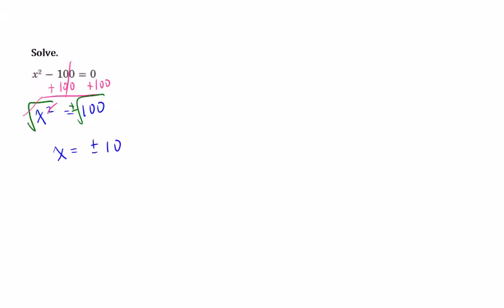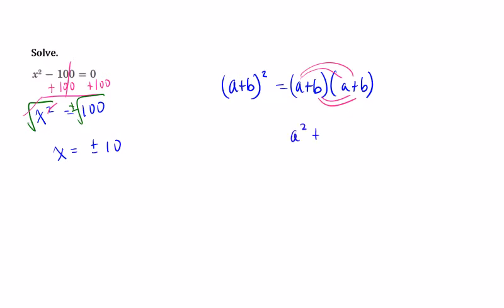So we're going to do a similar thing, but now, instead of just having an x squared here, we're going to have a binomial squared, okay? And so this comes back to remembering that if I have something like this, a plus b quantity squared, then what I'll get is a plus b times a plus b, right? And if I FOIL that, we'll get a squared plus ab plus another ab plus b squared, right?